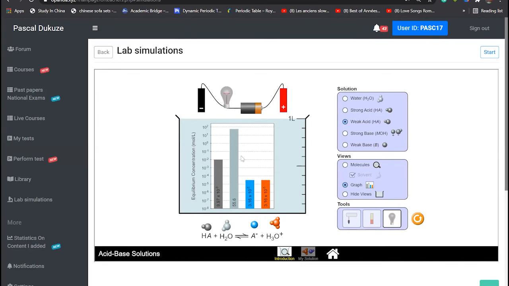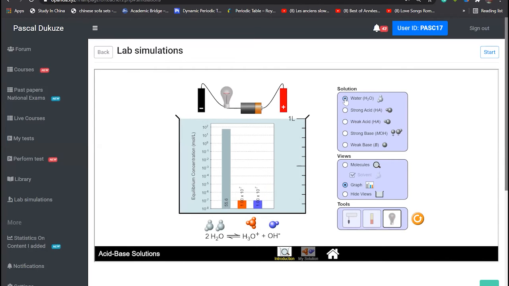Now let's go to the simulation and see how we can use the simulation to explain what is an acid, what is a base, what is a strong acid, what is a strong base, and the weak acid as well as weak base. What are the characteristics of these substances? How can we use the simulation to distinguish them? So let's start with water.